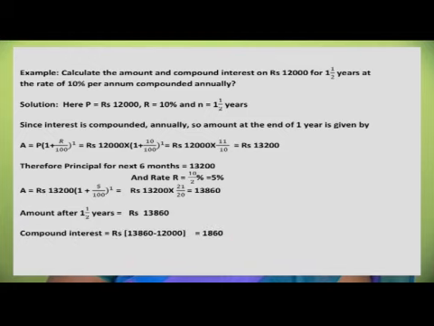Note that we can also calculate the amount for 1.5 years as amount is equal to rupees 12,000 multiplied by 1 plus 10 by 100 the whole power 1 multiplied by 1 plus 5 by 100 the whole power 1.